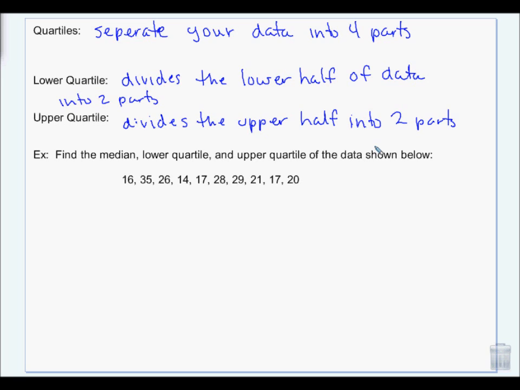Yeah. So what we do is we want to find the median, the lower quartile, and the upper quartile. And the median is actually a quartile too. It's like the middle one. So if you were talking about quarters, the lower quartile would be like 25 cents. The median would be 50 cents. And then the upper quartile would be 75 cents. And then the dollar would be the very end of the data. Okay. So first we need to put these in order.